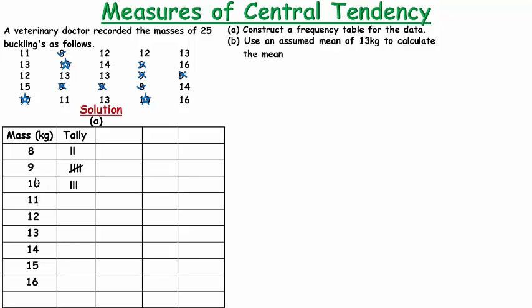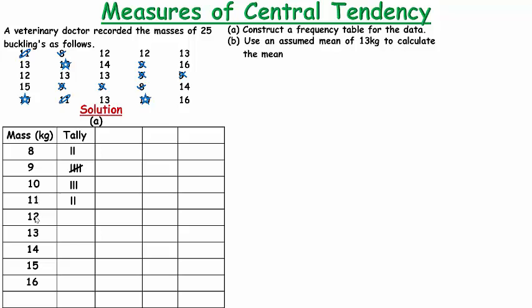Okay, now I move on to 11. The first row I have 1, so I'll mark 1. The second row I have 1, I'll add it to make it 2. Third row I don't have any 11. Fourth row no 11, and then the fifth row none. So I have 2 bucklings, each weighing 11 kilograms.